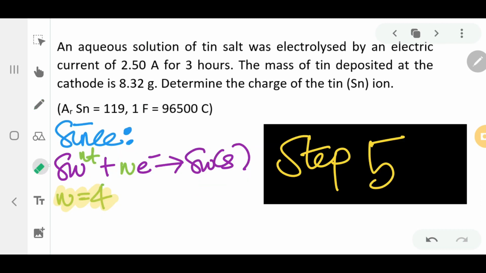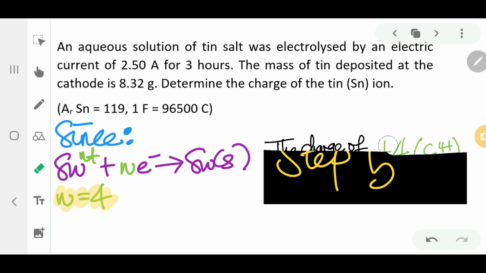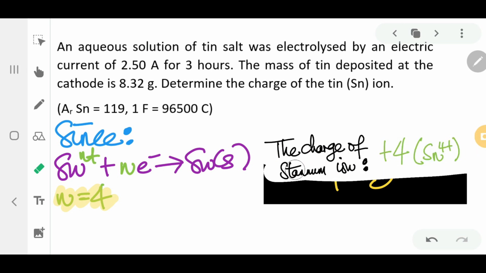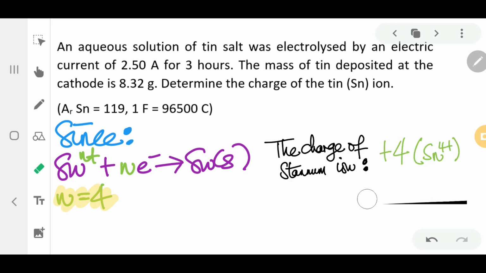And in step 5, you're going to write the charge of stannum or Sn ions equals to +4 or Sn4+. So you get 1 mark here.